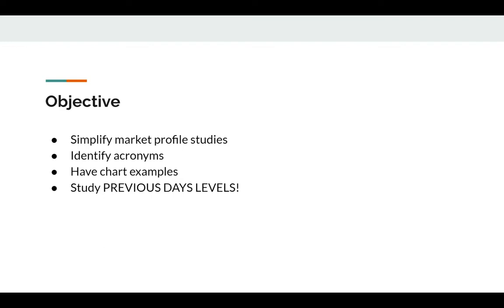The acronyms, I want to make sure that I have those identified well. I'm going to do just a very small amount of chart examples. And the biggest thing that we need to pay attention to is we have to study the previous day levels. But the biggest thing I really want everybody to comprehend the most is just the acronyms that we'll be using.